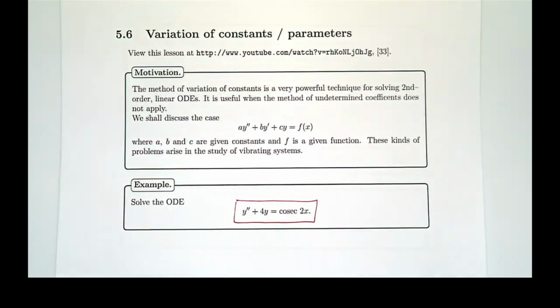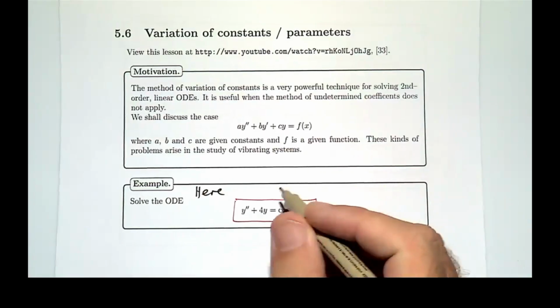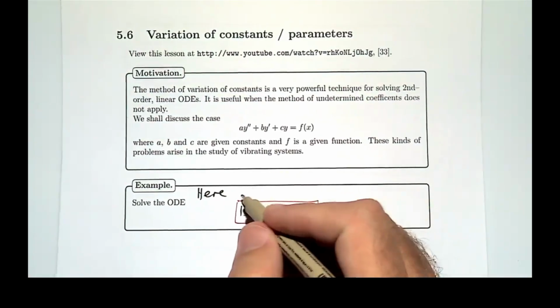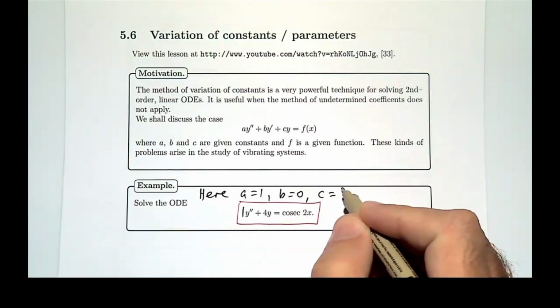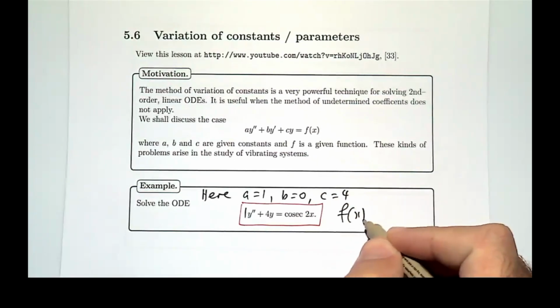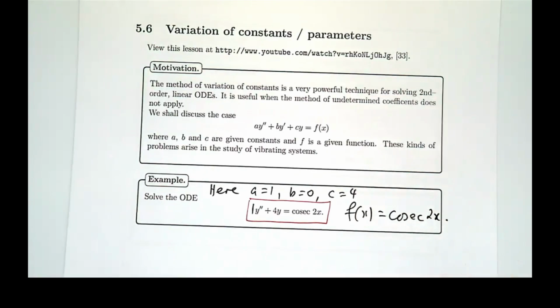All right. So here, okay, A is going to be 1, B is going to be 0, C is going to be 4, and the right-hand side is cosec, right? Cosec's 1 on sine, remember. Okay.